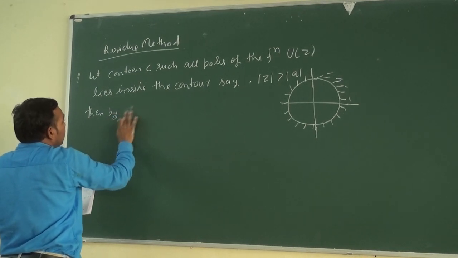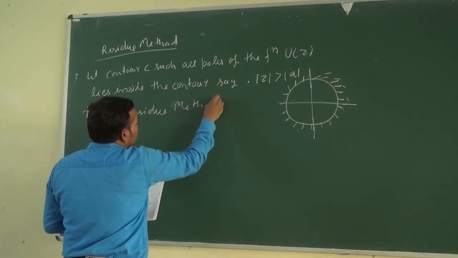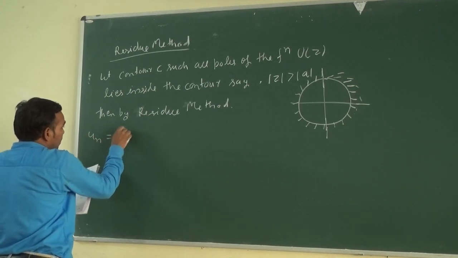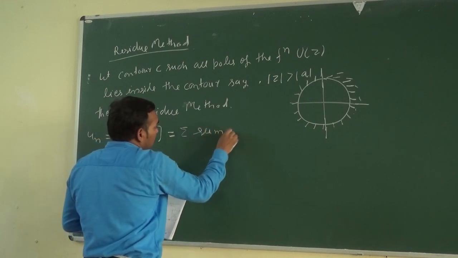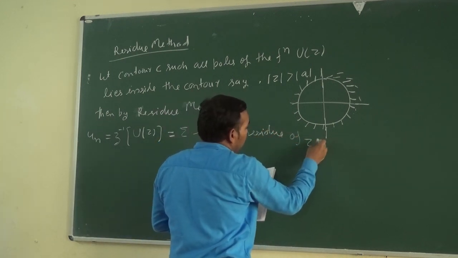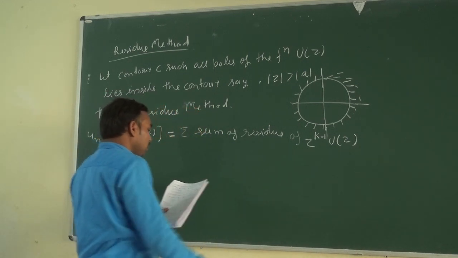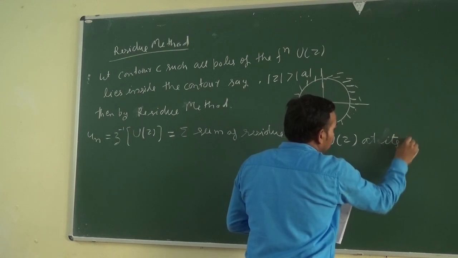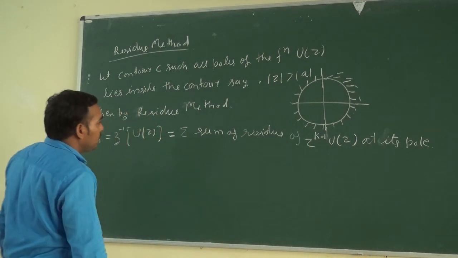by the residue method, the inverse Z transform is u_n equal to the inverse Z transform of U(z), that is equal to the sum of residues of z^(n-1) U(z) at its poles.